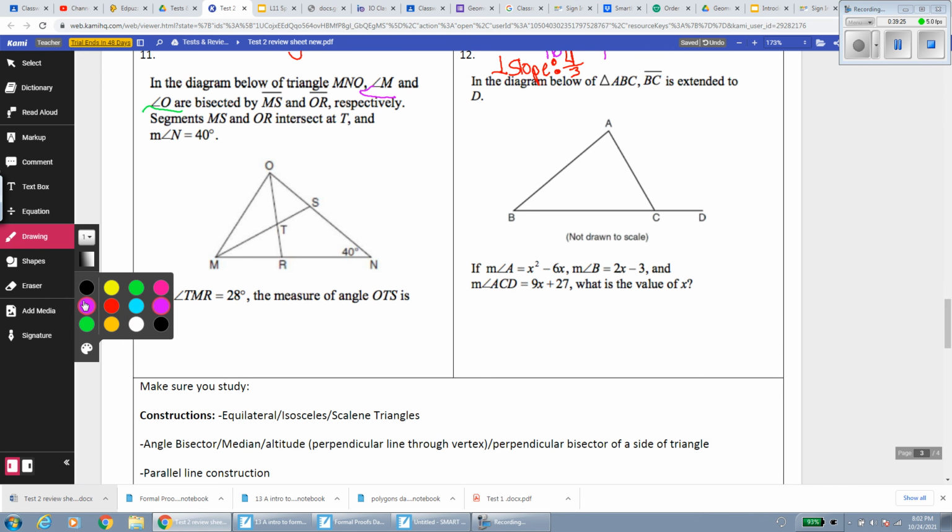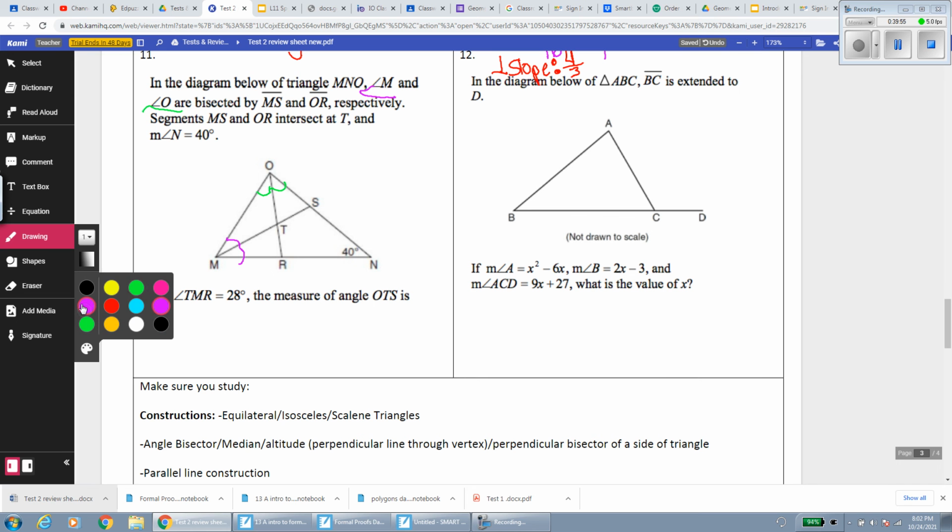I'm going to mark that in my diagram. Angle M is being split into 2 equal parts, and angle O is also being split into 2 equal parts. I like to use different colors so that way I don't lose track of things. You can also use different colors on your test. You can use any colors that you want and as many colors as you want. Segments MS and OR intersect at T. I see that in the diagram. They do meet at point T. And the measure of angle N, which is right over here, is 40 degrees.